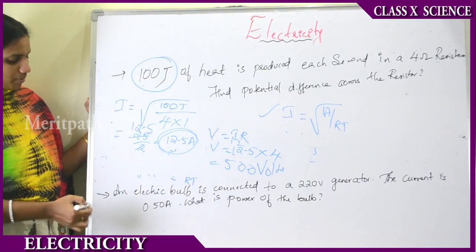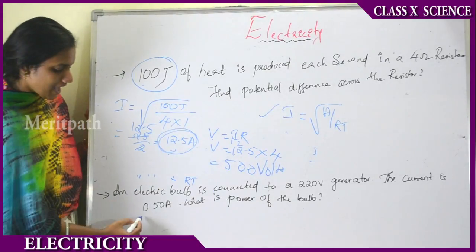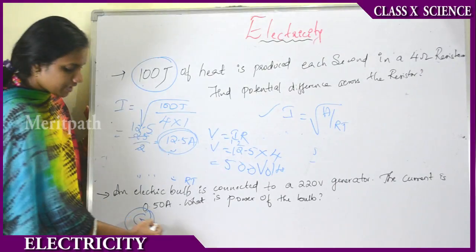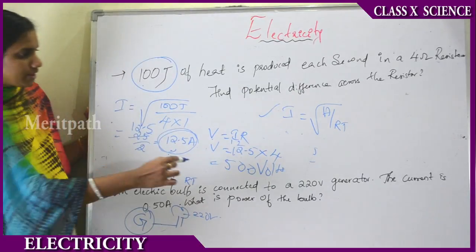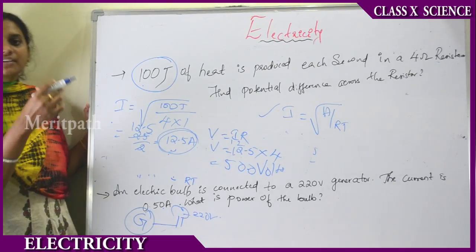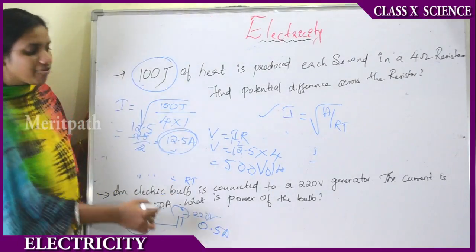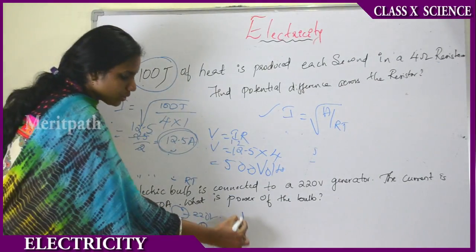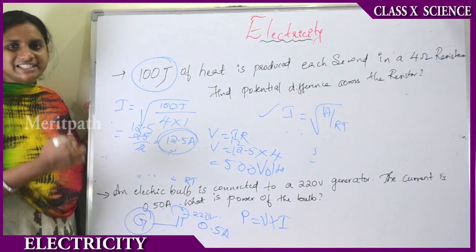Now let us see another problem. An electric bulb is connected to a 220 volts generator. That is, we have a generator and we are connecting a 220 volt bulb across the generator. Now the current is 0.50 amperes. That is, the amount of current drawn by the bulb is 0.5 amperes, and we have to calculate how much power is used by the bulb. That is, power is known as V into I. It is a product of voltage and current.